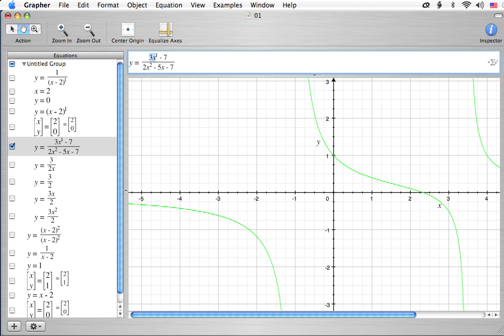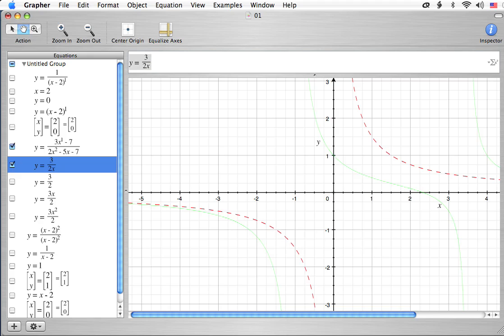Well, we have 3x to the first over 2x squared, and one of the x's is going to cancel. And that's going to leave us with something that looks like y equals 3 over 2x. And that's going to be kind of our end behavior in reality, because when we let x go to infinity, even in this one, we're going to get y equals 0 as our asymptote.